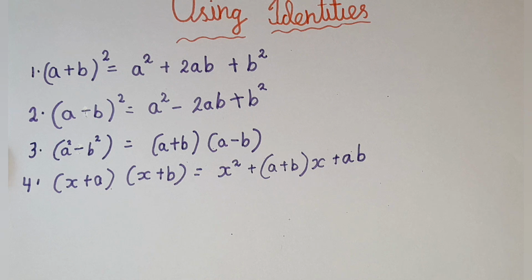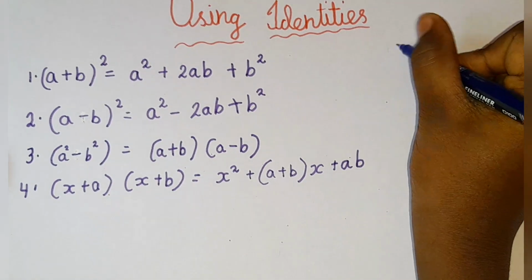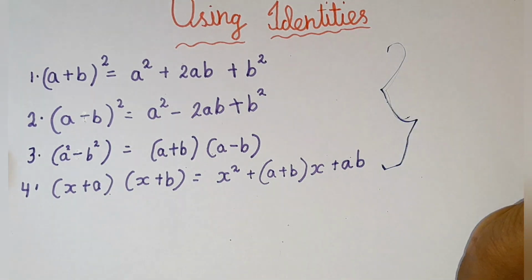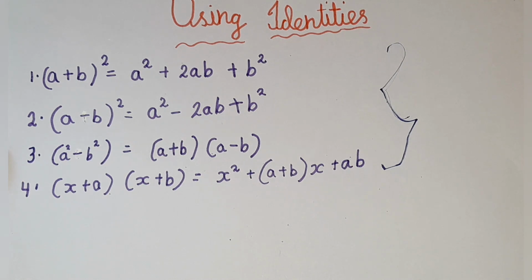I hope you guys are clear with all four properties, okay? In the next exercise, we are going to use these properties to solve all the solutions. So this is the explanation for all four identities. Totally, there are only four identities, okay? That is, A plus B the whole square, A minus B the whole square, A square minus B square, and X plus A into X plus B. So these are the four identities.